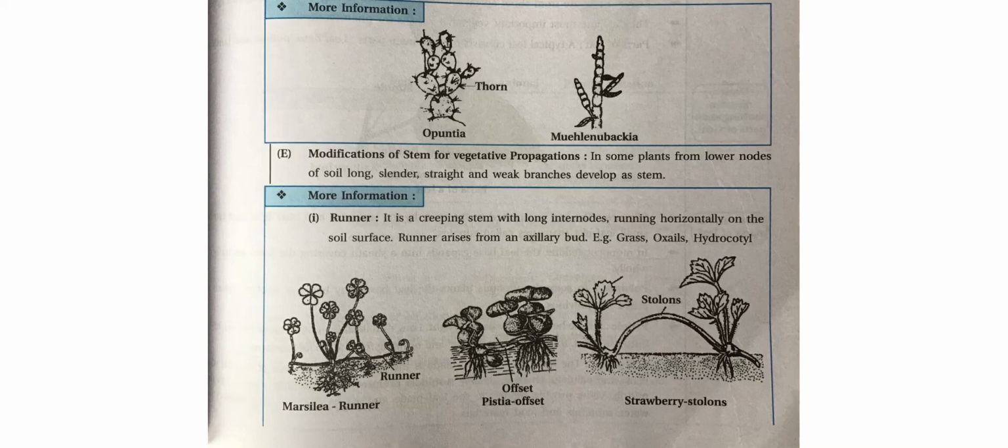Other information is regarding runners. Here Marsilea, then offsets, as well as the strawberry plant. It is showing vegetative propagation. So how they are developed, you can see with the help of the diagram.